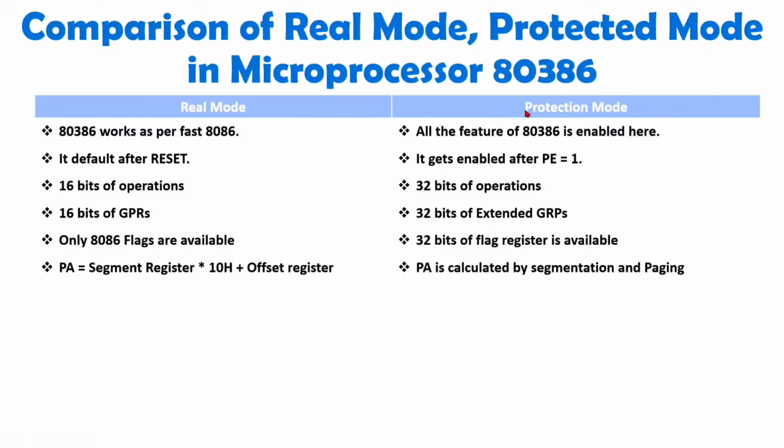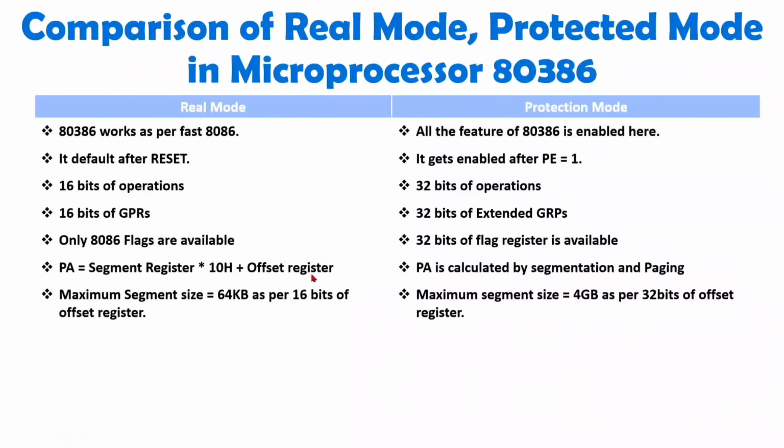But when your system is in protection mode, right, the physical address that we need to have is by segmentation and paging. So here advanced segmentation is done with 80386. For that also I'll be making a separate video, as well as paging is there for physical address calculation, right? So in protection mode, here we have advanced protection along with segmentation and paging, while with real mode, we simply find the physical address as per segment register into 10 hex plus offset register, right?